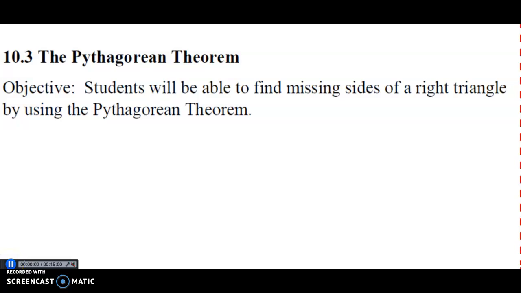Hello everybody. Today we're going to work on section 10.3, the Pythagorean Theorem. Basically, the Pythagorean Theorem is used to find missing sides of right triangles. So the shape we're going to be focusing on today is the right triangle.